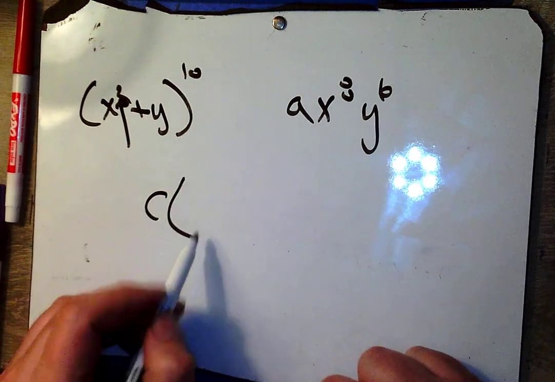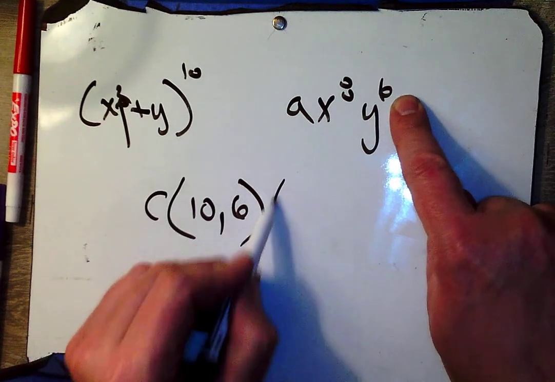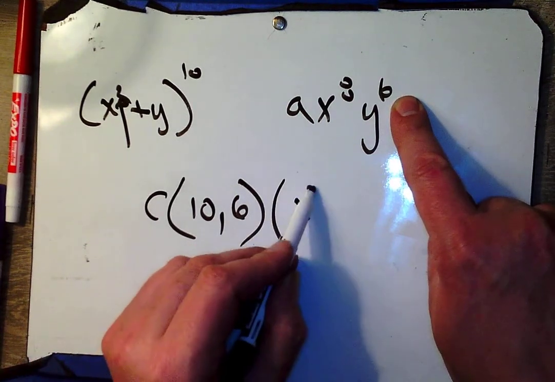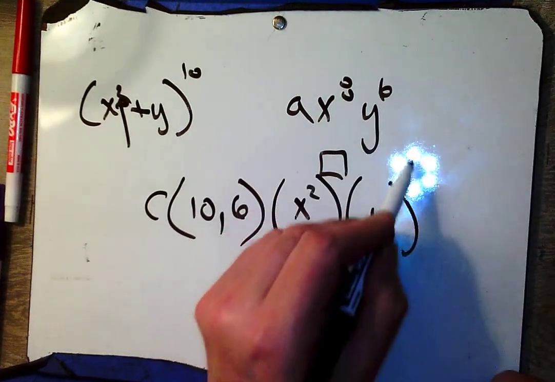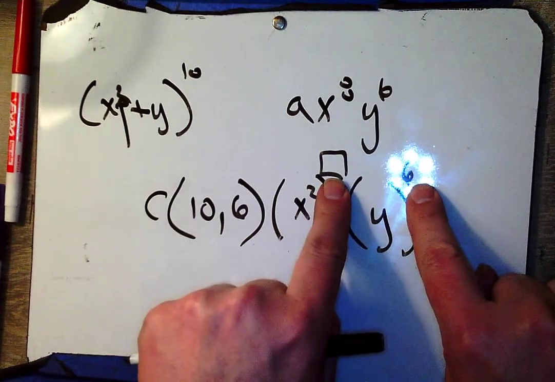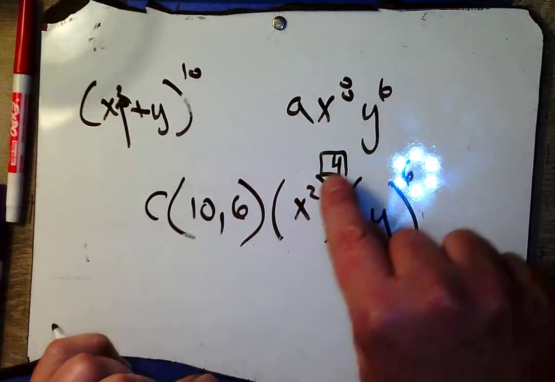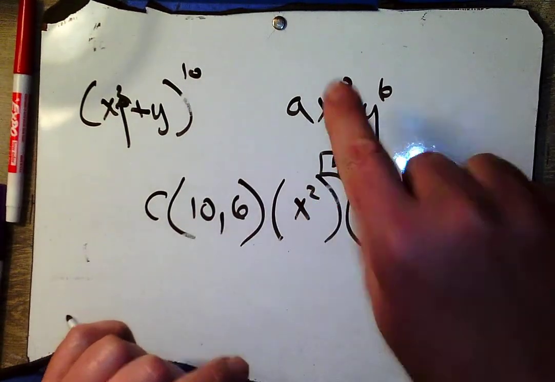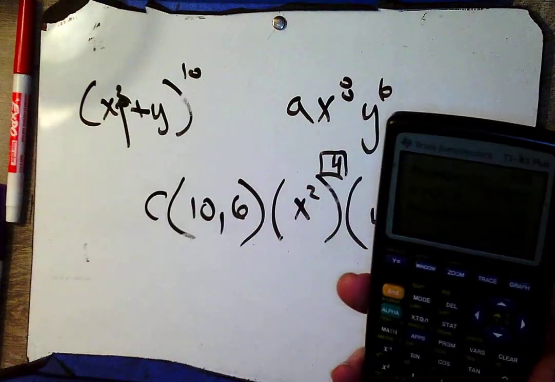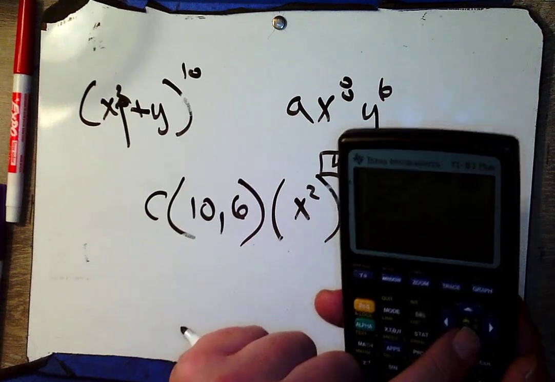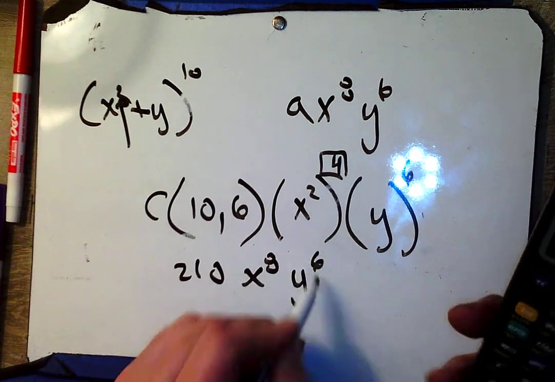Okay, so I'm still going to do a combination of 10 choose 6. Great. Times x squared to the something times y to the 6th. These have to add up to what? 10. So this is a 4. x squared to the 4th. Oh, when I raise a power to a power, I multiply them. That's why. So, 10 choose 6. And that gives me 210 x to the 8th, y to the 6th.